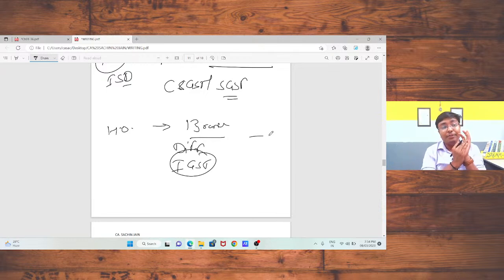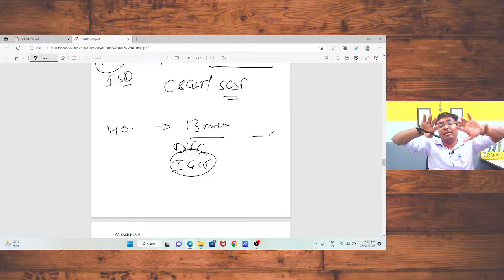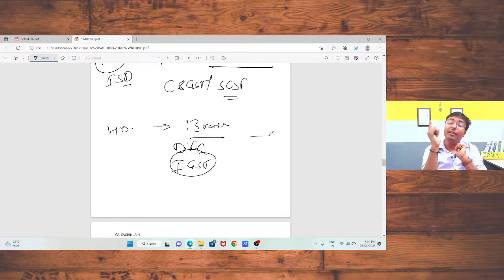This is a very specific issue. We need to be very careful, because most of the mistakes happen in transferring the input tax credit, so we need to be very careful for that purpose.